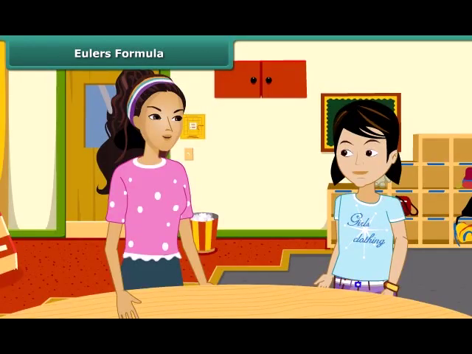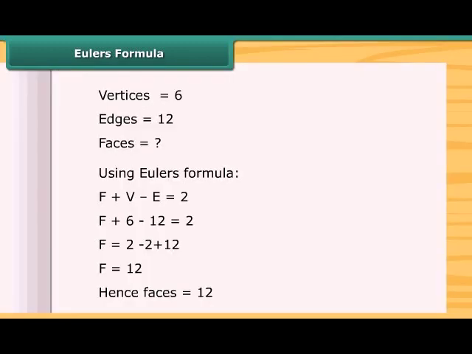If the number of vertices and number of edges of a polyhedron is given, then we can find the number of faces of that polyhedron using Euler's formula. And if the number of faces and number of vertices are given, can we find the number of edges? The 2 values are given, then we can find the third value using Euler's formula. Here is an example.